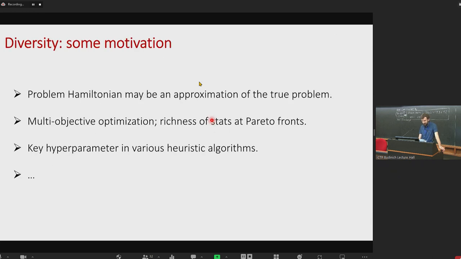To give you some motivation why you may care, there are a few points. One, if you have your problem Hamiltonian, then in many cases it may be just an approximation of your true problem that otherwise can be noisy or hard to express. And in that case, the true ground state of the problem Hamiltonian may have little meaning for the true problem. There is a closely related issue with multi-objective optimization, where you may want to have distinct solutions to then be able to impose some additional constraint, to select something that satisfies it. Also, diversity is a key hyperparameter in many heuristic algorithms, such as genetic algorithms or evolutionary algorithms. And we could continue that list if we had more time.